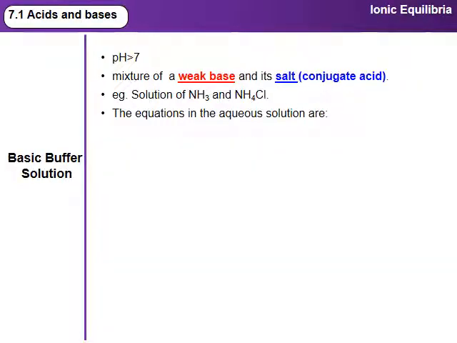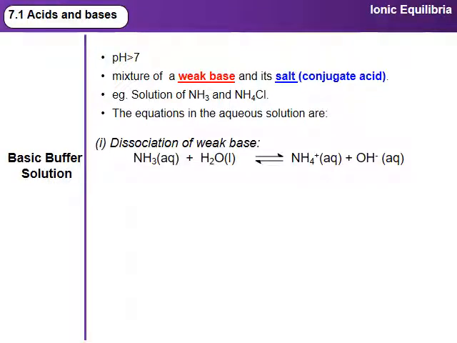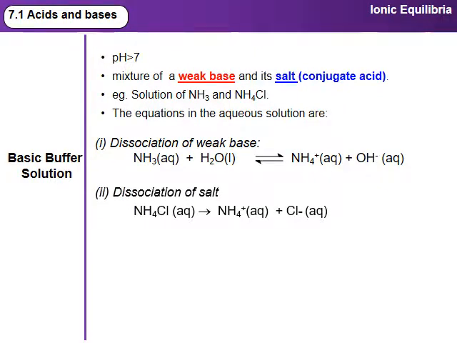Basic buffer solution. The mixture consists of a weak base and its conjugate acid. Example: a solution of ammonia with ammonium chloride. The equations are: dissociation of weak base, ammonia reacts with water and forms ammonium ion and hydroxide ion. Dissociation of salt: ammonium chloride completely dissociates to ammonium ion and chloride ion.